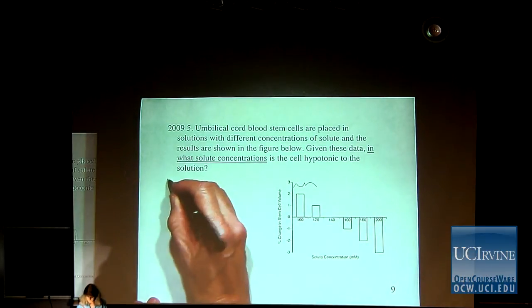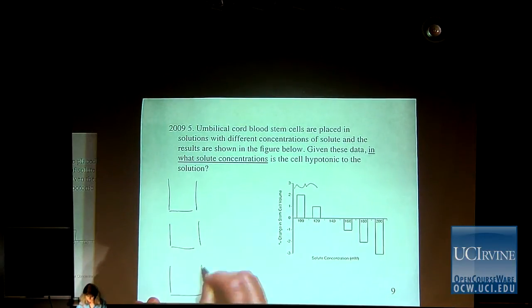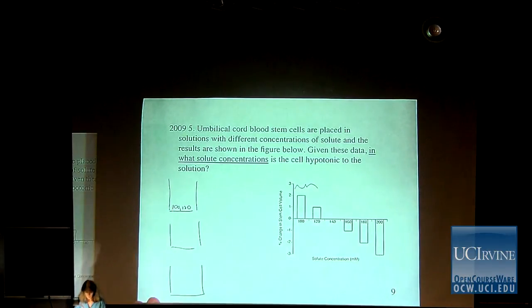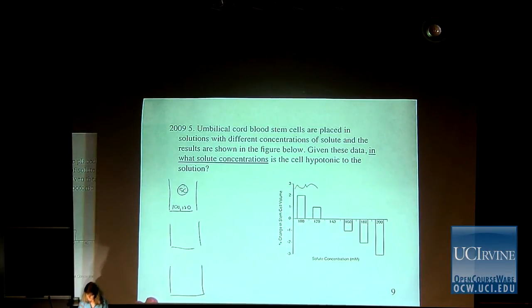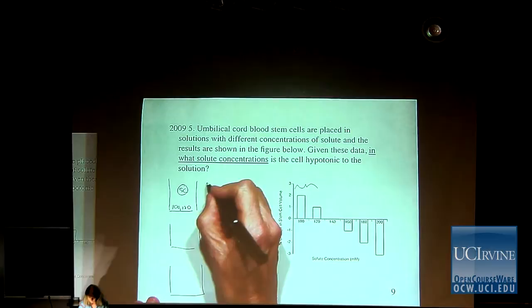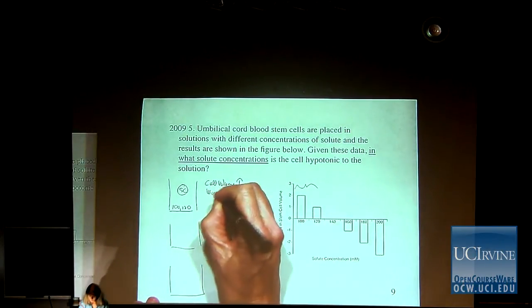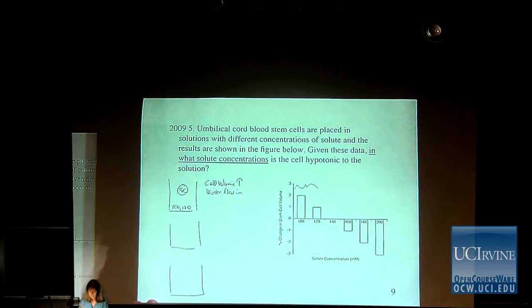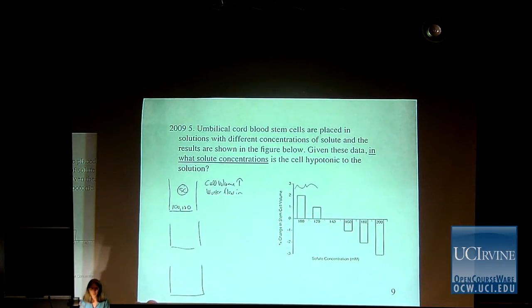Okay, so I'm going to draw 3 beakers. This first beaker has these 2 concentrations, 100 and 120. What I know is, if I put my stem cell in here, the cell volume is getting bigger. And so I know, just like you said, the water is flowing in. So is the stem cell hyper or hypotonic to the solution? Hyper.